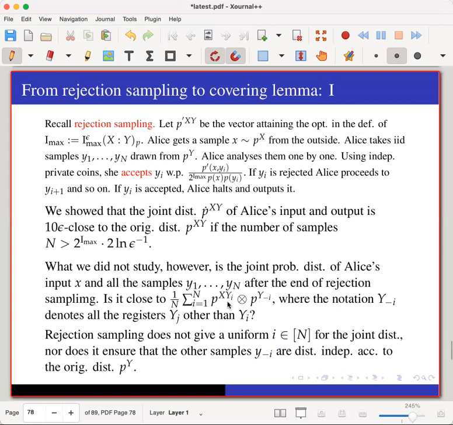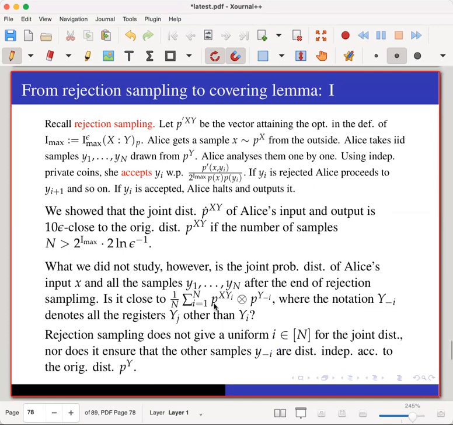And the first question was, does rejection sampling give me something like this? The answer is no, because rejection sampling, first of all, does not even give a uniform I for this joint distribution. In fact, the small i's are more likely to be picked up. A large I, an I close to n, is very unlikely to be picked up because it has to reject so much. I mean, there's a sequentiality in the rejection sampling. So it does not give a uniform I, and nor does it ensure that the other samples are distributed independently according to the original distribution P1.